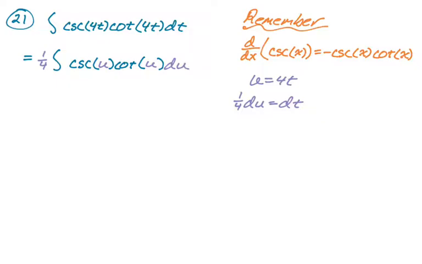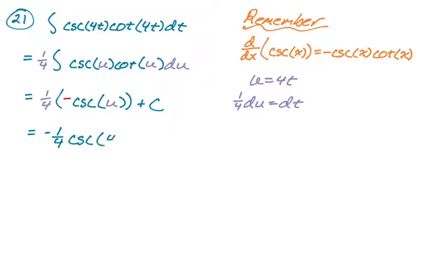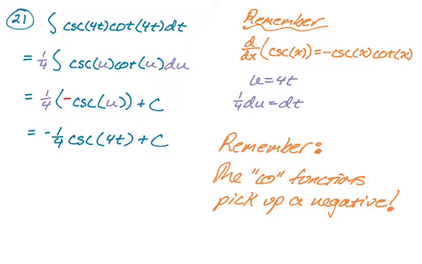And again, you might already be doing this in your head, and that's totally fine. I'm just showing all of the work, for the people out there who are a little shy about doing it in their head or not sure about it. I'm showing that you can do the work and get the answers. The integral of, if we end up with a co-function, we pick up a negative sign. So it's going to be negative cosecant of u, plus c, and then we'll just make it negative 1/4 cosecant of 4t plus c. So again, remember, the co-functions pick up a negative as you go through these.